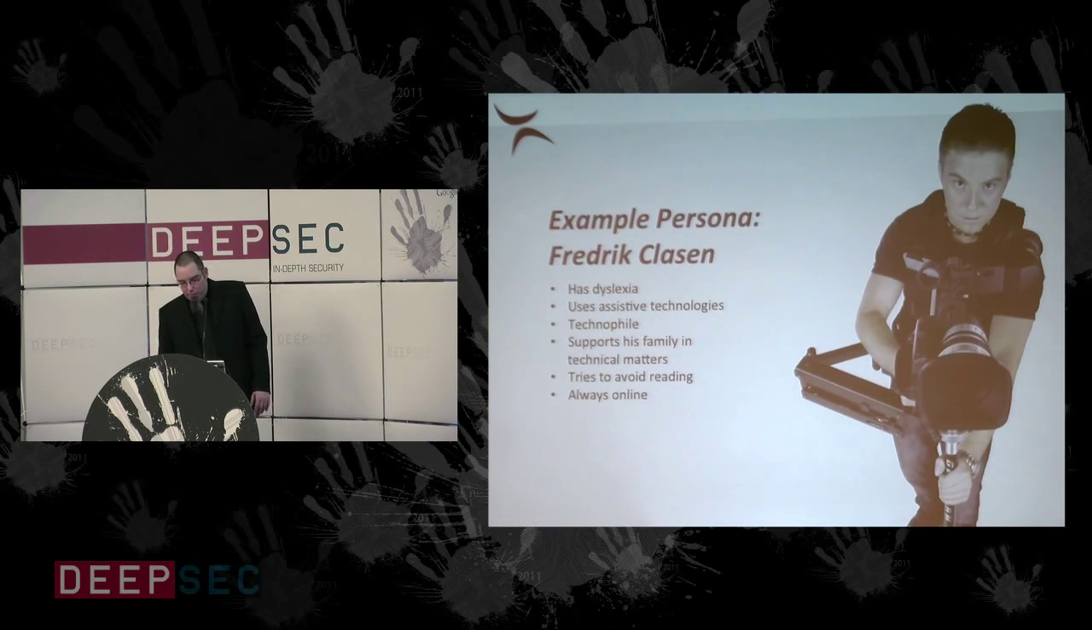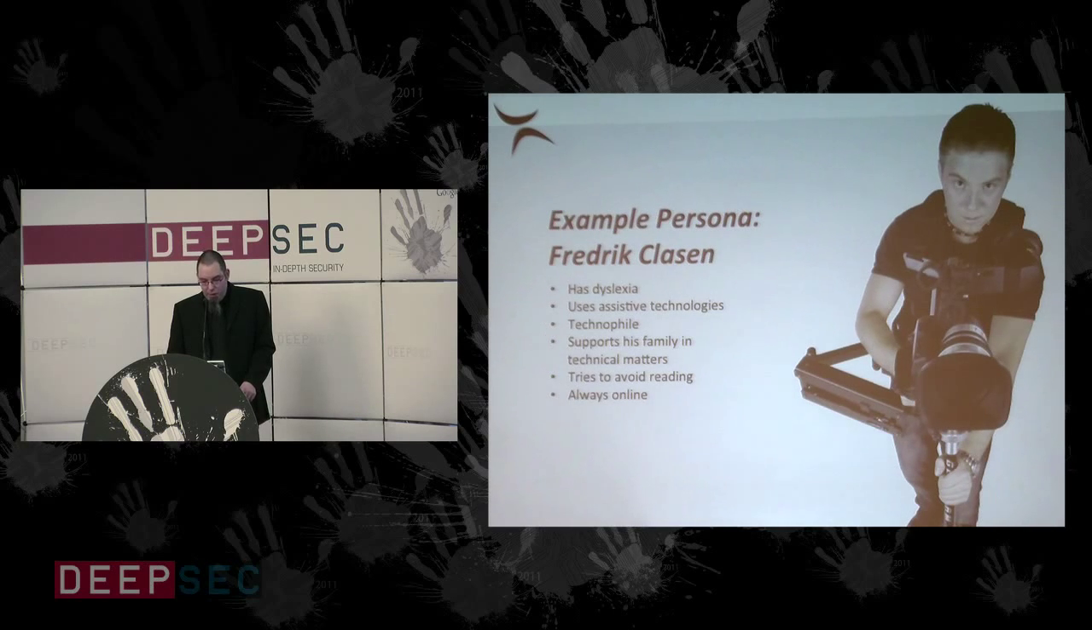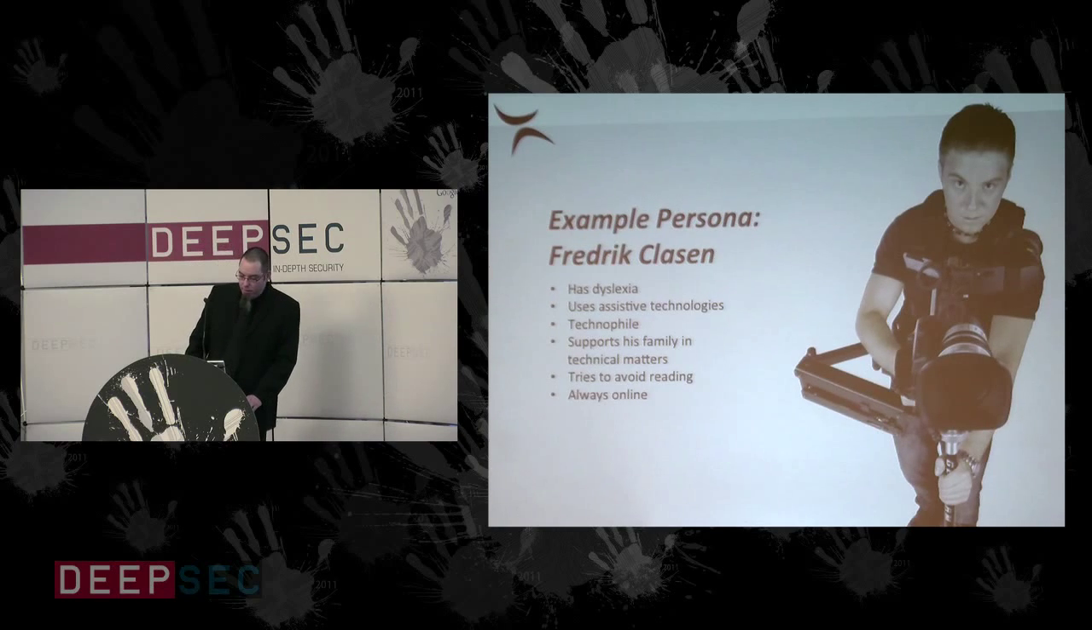Just to give you a brief introduction to the personas, I picked out one sample persona, Frederick Claassen. We have a whole family, the Claassens. And this guy has dyslexia. He uses assistive technologies when he has to read a lot on the screen. Still, he likes technology. And he, of course, is the young guy in the family who supports the adults when things don't work. Yeah, based on his dyslexia, he tries to avoid reading, but he's still always online.